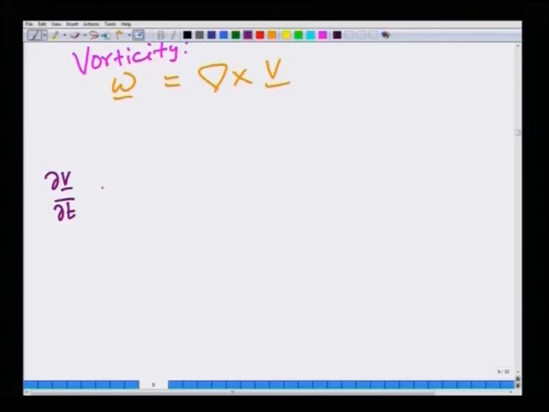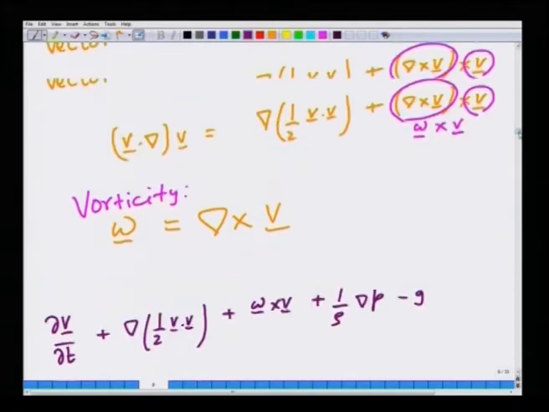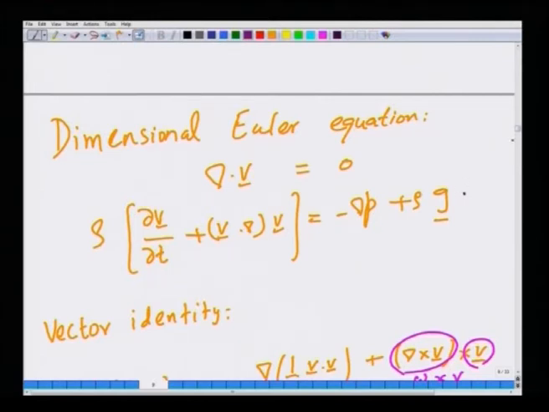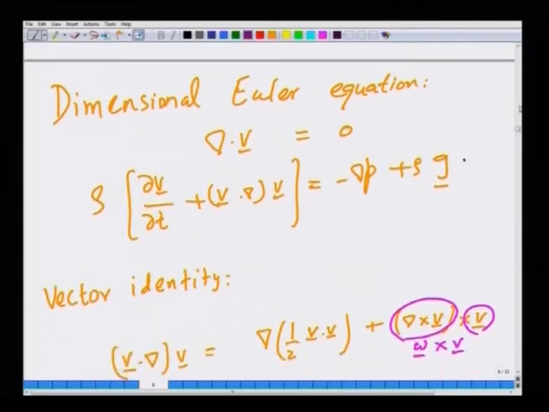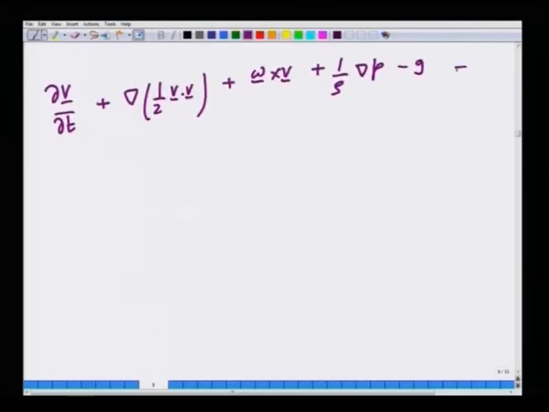plus del of half V dot V plus vorticity cross V plus 1 by rho grad P minus G. Now, I am dividing the entire equation by rho, so that I get just a del P by rho, and this rho will cancel out, minus G is 0. This is the Euler equation rewritten using the vector identity.